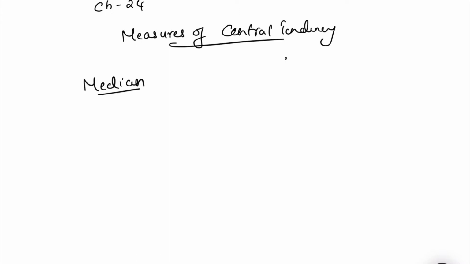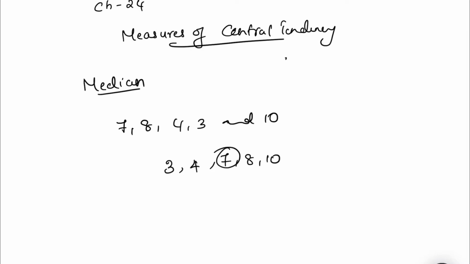So what is median? Median is the value of the middle term of a set of variables when the variables of the set are arranged in ascending or descending order. For raw data, if I have the numbers 7, 8, 4, 3 and 10, what I need to do is arrange them in ascending or descending order. Ascending order gives me 3, 4, 7, 8, 10. So the median will be 7. That's how we will find it.